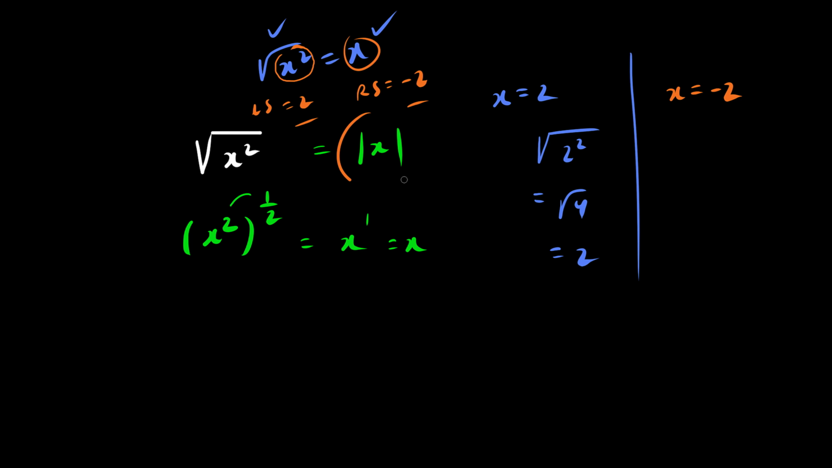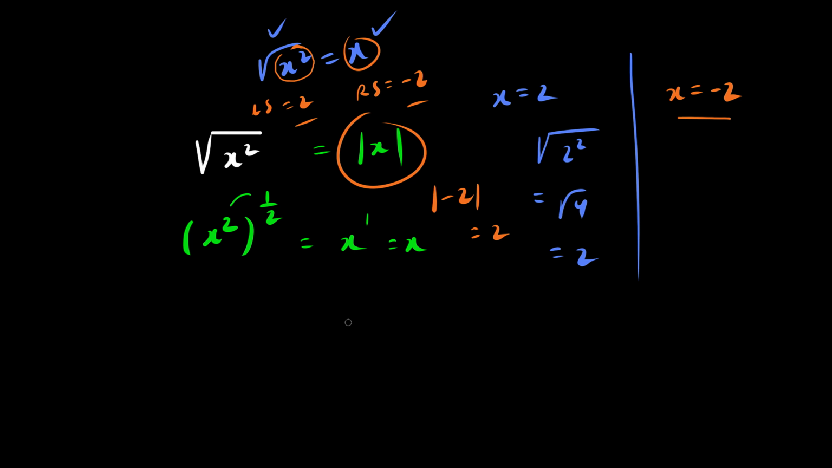And to the rescue, we have the absolute value sign. Because the absolute value sign makes negatives positive. So when we have x equals negative 2, the right side becomes the absolute value of negative 2, which happens to be 2. And now everything would make sense.